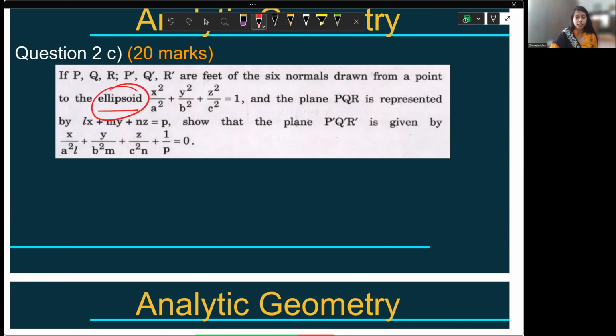And I always say in class that in ellipsoid, please do the questions on 6 normals. There are 6 to 7 questions in this topic in P.N. Chatterjee. You do not have to leave any question. And this is exactly one of the questions from your P.N. Chatterjee again. Okay, let's start.